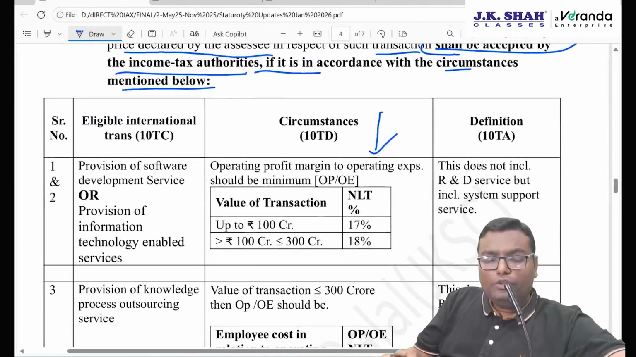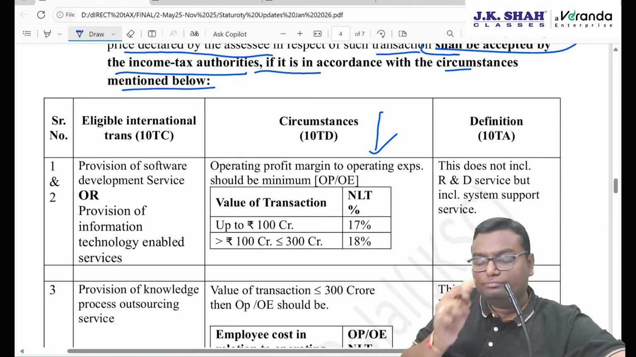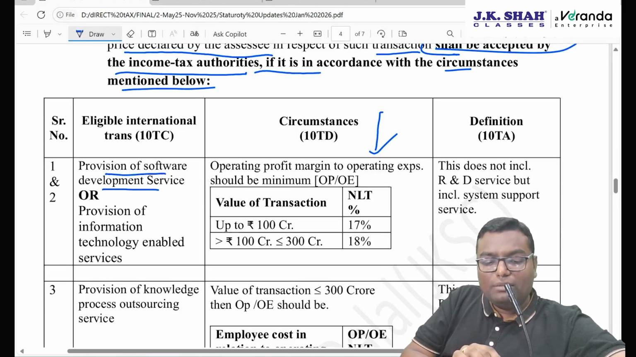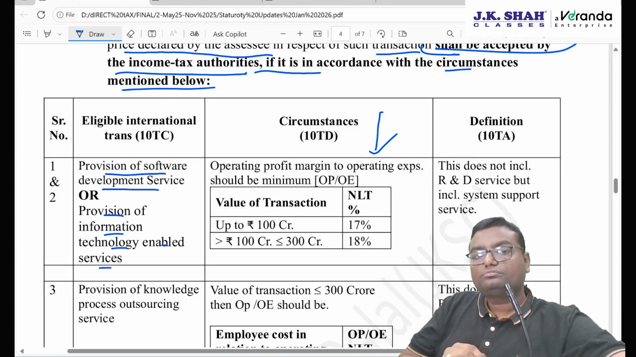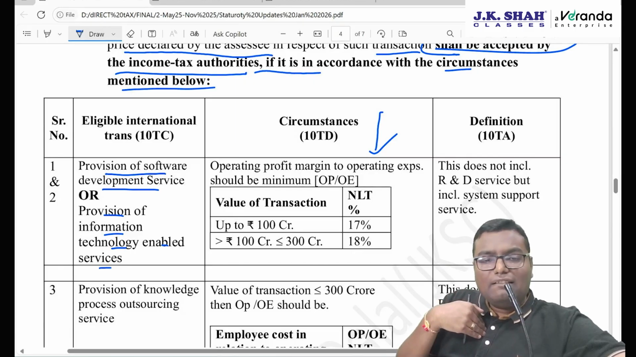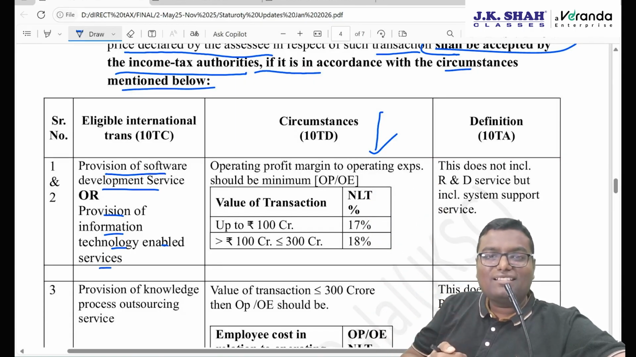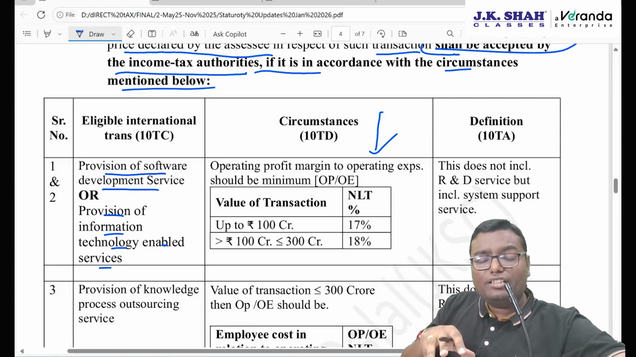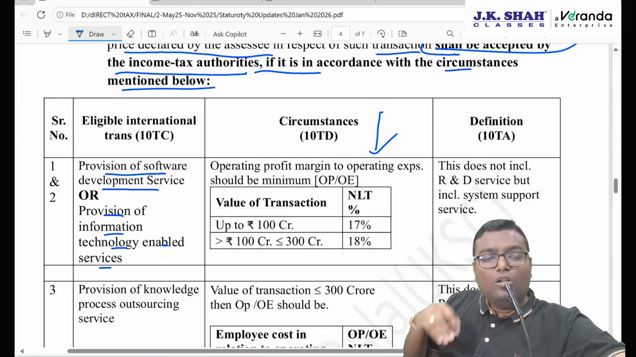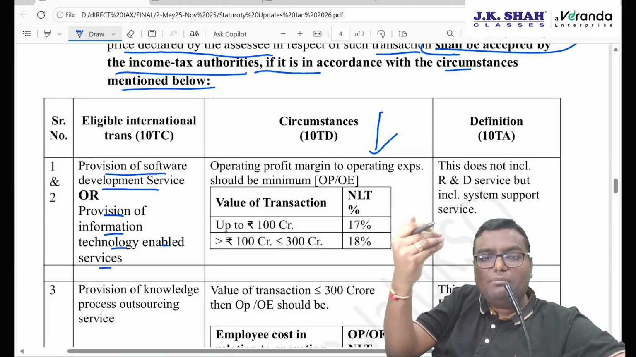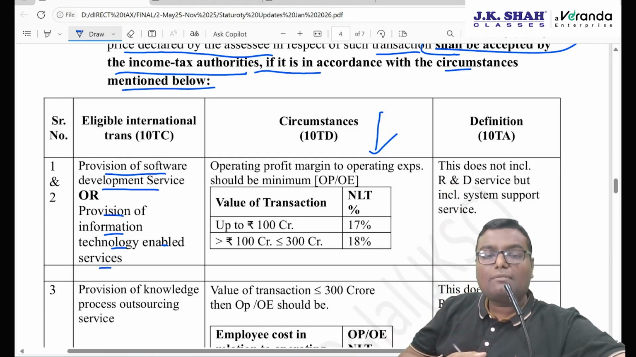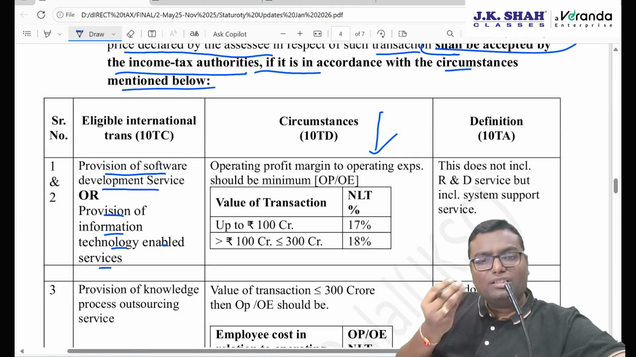First of all, two transactions are mentioned: provision of software development services or provision of information technology enabled services. You are an Indian organization providing software development services to your associated enterprises. Or the second transaction is, you are an Indian enterprise providing information technology enabled services to any associated enterprises. You must be incurring operational expense, and you have to declare your operational profit on that, and that should be at arm's length price.